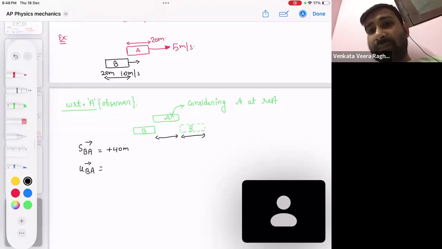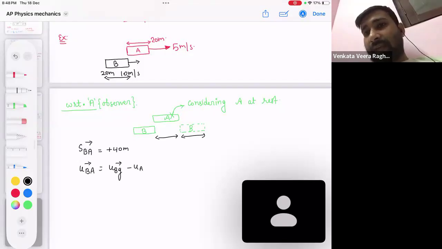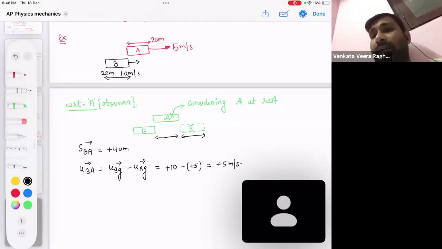The initial velocity of B with respect to A will be equal to the initial velocity of B with respect to ground minus A with respect to ground. What is B with respect to ground? Plus 10, minus A with respect to ground, plus 5. Do I have plus 5 meter per second? Please tell me. Now tell me, what is the time taken?